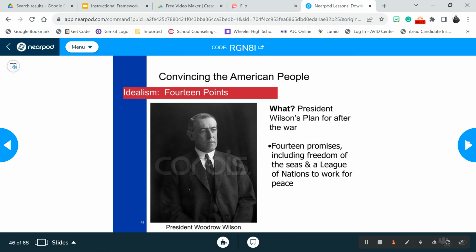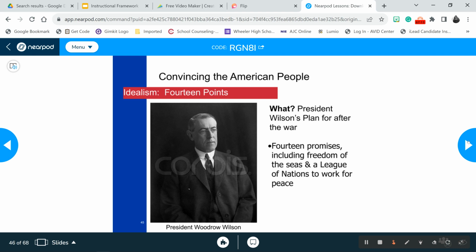All right, the last point you want to know about is going to be Woodrow Wilson and the 14 points. This is the last section we got, and this is it. Woodrow Wilson and the 16 points. 14 points. I didn't mean 16.